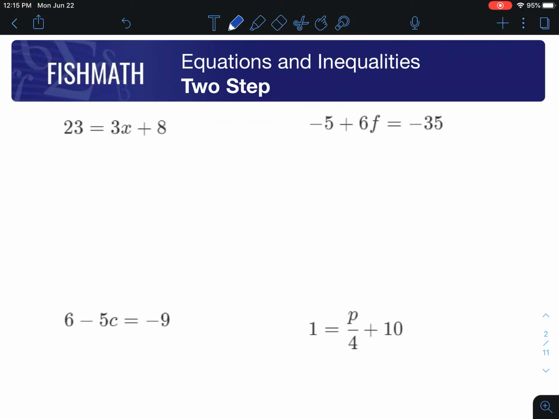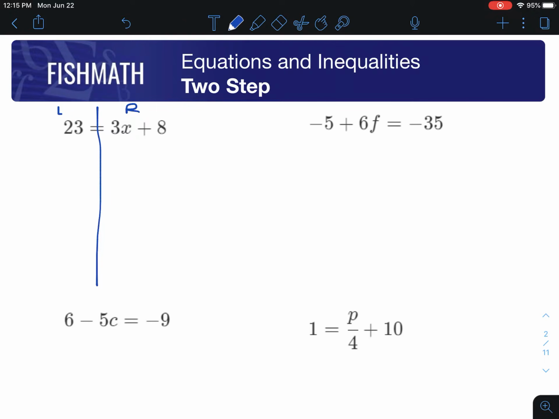So to solve a two-step equation, what I usually start off with is I separate the two sides with a little line in between. That just shows me my left side and the right side. What you do to the left side, you must always do to the right and vice versa. In order to keep them balanced, you've got to do the same thing to both sides.